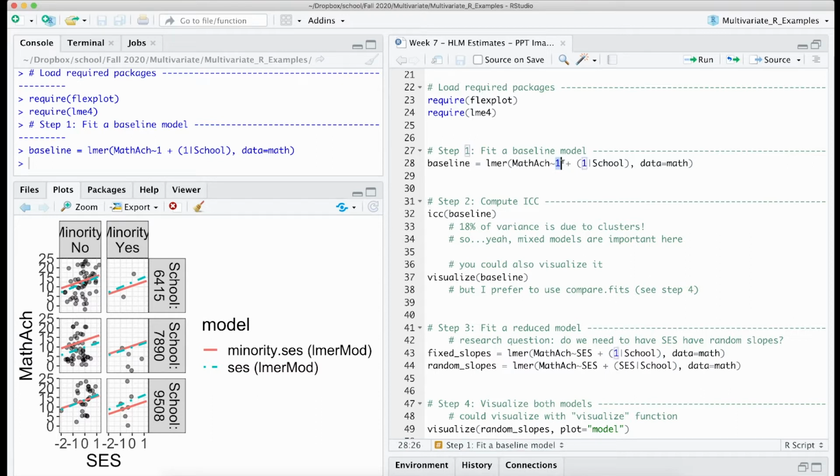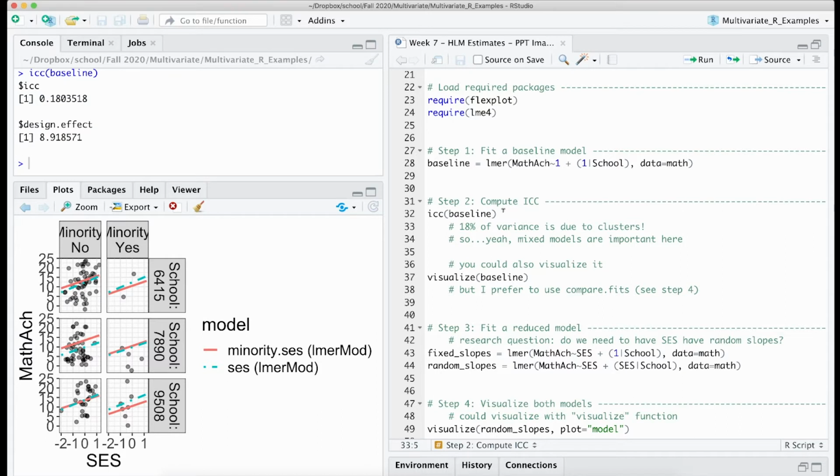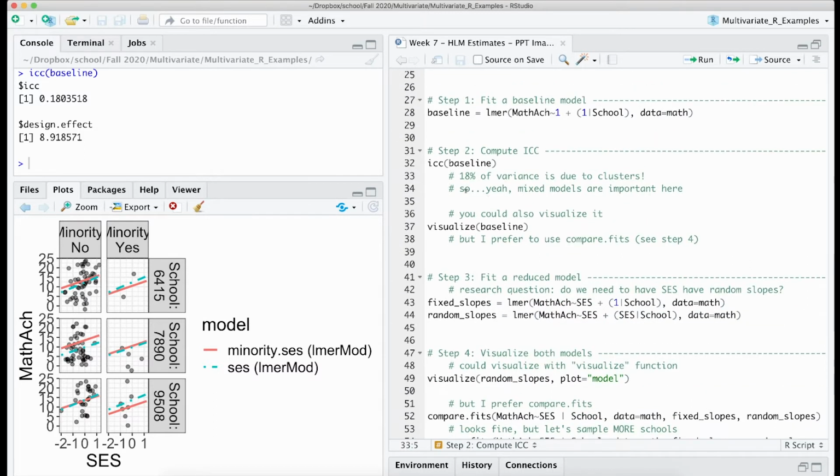Again, things outside of the parentheses are fixed effects, inside are random effects. We are saying to R that we want to fit a fixed slope as well as a random slope. And then once we fit the baseline model, we can compute the ICC. And look at that, we have 18% of the variance due to clustering. So 18% of that variability can be explained by clustering within schools. And like I say here, mixed models are important here.